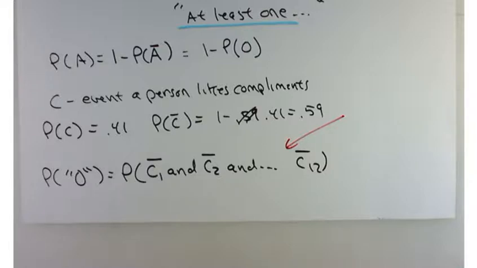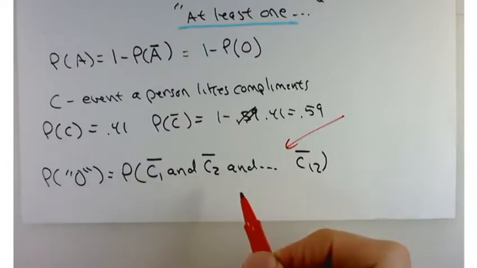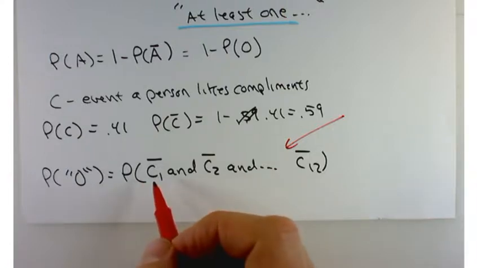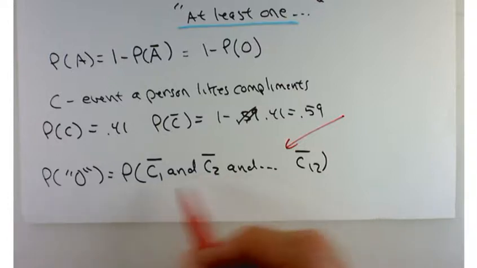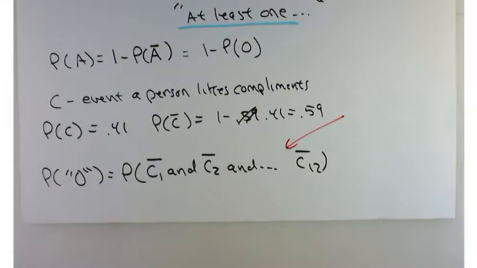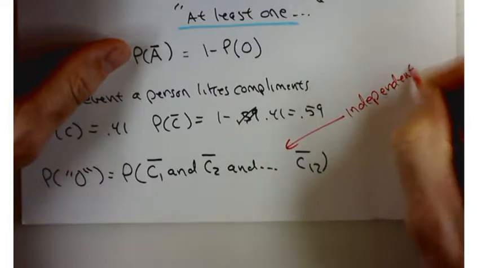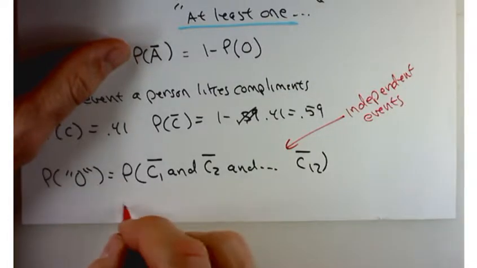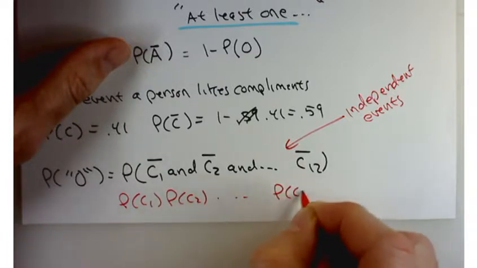There's one crucial step here, and that is, how do I calculate this? Well, there's an assumption that I can make. Do you think somebody's preference in this regard to liking compliments is going to influence somebody else's opinion? No. So if that's true, then what's true about these things? A couple of people have said it. These are independent events. So we can calculate this as the probability of C1 bar times the probability of C2 bar, etc., times the probability of C12 bar.